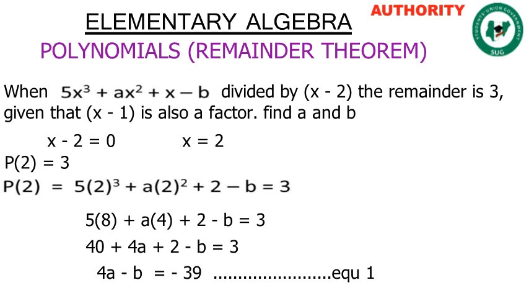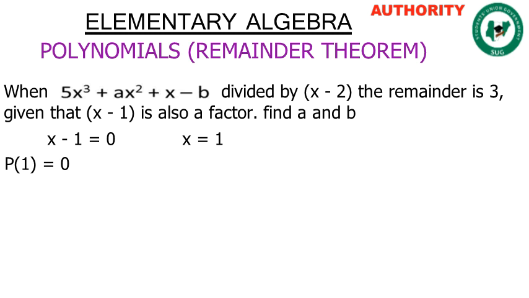Now let's go to the second factor. x minus 1, let's equate it to 0. We're going to have x minus 1 is equal to 0. Make x the subject. We're going to have x is equal to 1. All right, we have p of 1 is equal to, our remainder is what? 0. So we're going to have p of 1 is equal to 5, open bracket 1 raised to the power 3, plus a, open bracket 1 raised to the power 2, plus 1 minus b is equal to 0.